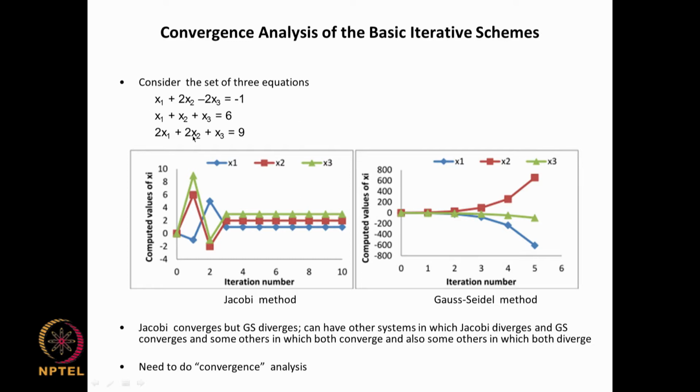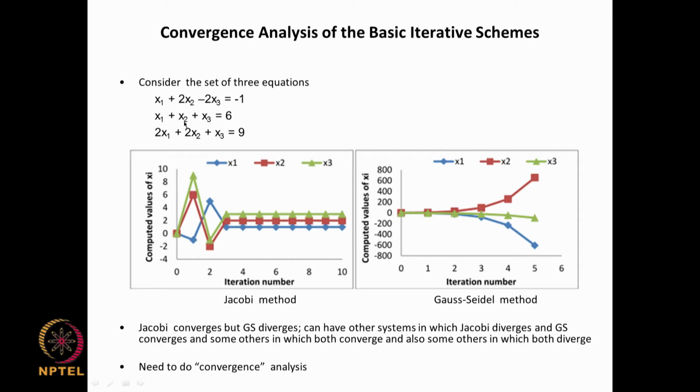For the same equations and the same initial guess, we use the Gauss-Seidel method. We were expecting a much faster solution because of the updating, but we see that we have a problem here. For the Jacobi method, the solution finally is x1 is 1, x2 is 2 and x3 is 3.